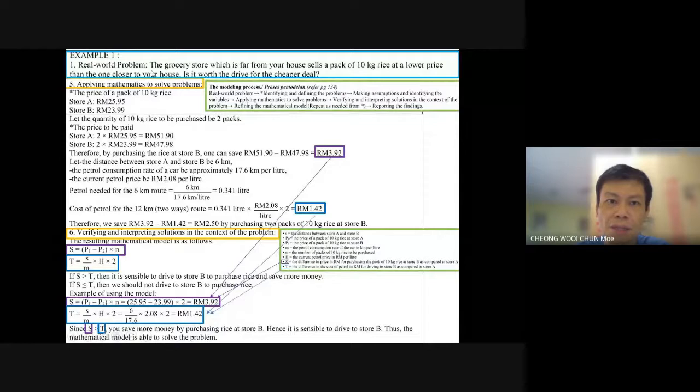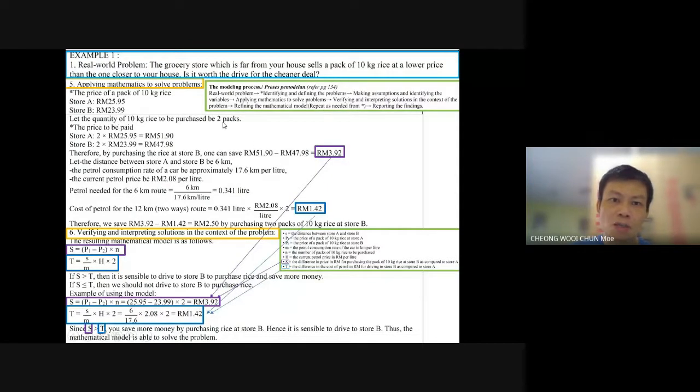It's not given, actually, they should give. So this is just an assumption they found maybe from the internet. Store A is 25 ringgit 95 cent. Store B is 23 ringgit and 99 cent.